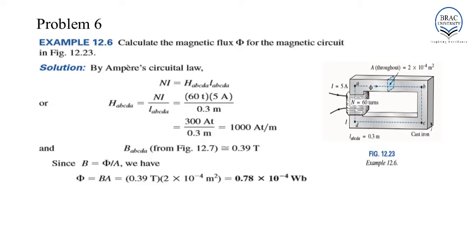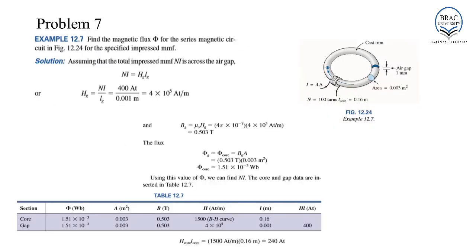per meter. Using the BH curve, we can determine the value of B to be equal to 0.39 Tesla. We know B, we know the area of cross section, then we can easily determine phi, which is equal to 0.78 times 10 to the power minus 4 Webers.